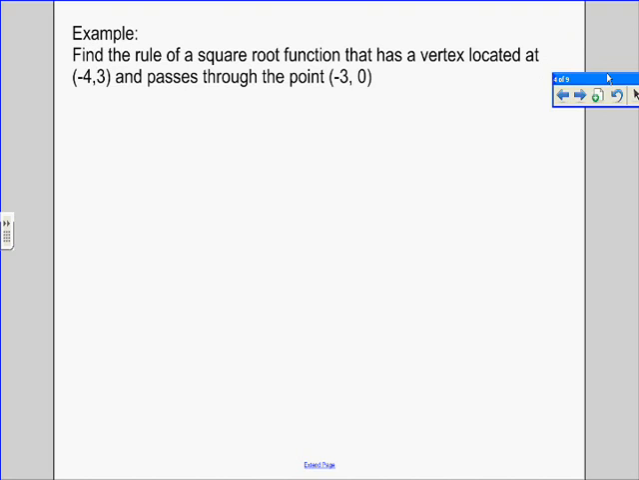All right. So our example says, find the rule of a square root function that has a vertex located at negative 4 and 3 and passes through the point negative 3 and 0. So the first thing that we want to do is just remind ourselves of the format of a square root function. And remind ourselves again of what we're going to substitute in. So this is my vertex, negative 4 and 3. So I'm going to be replacing h and k with negative 4 and 3.